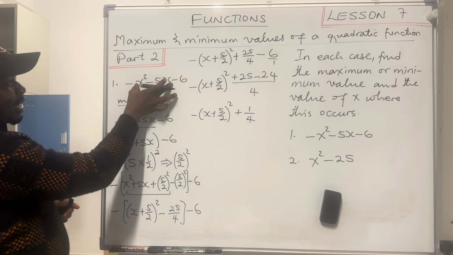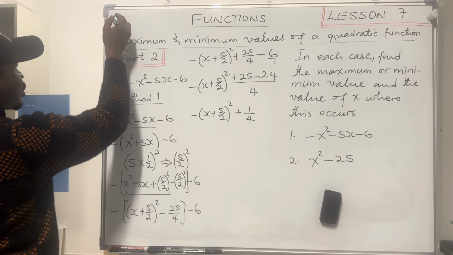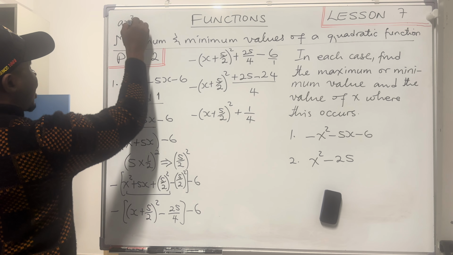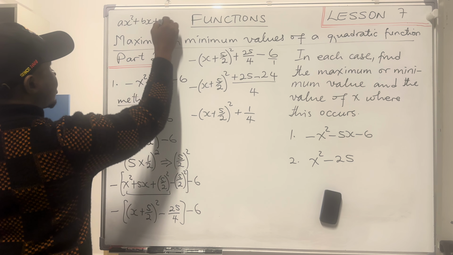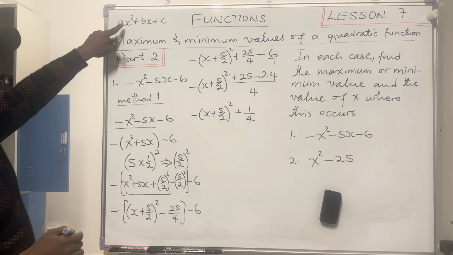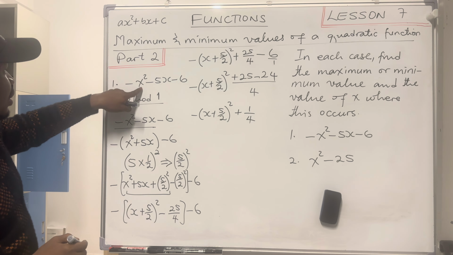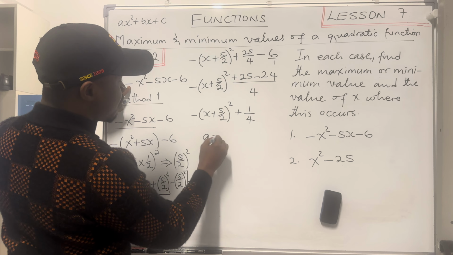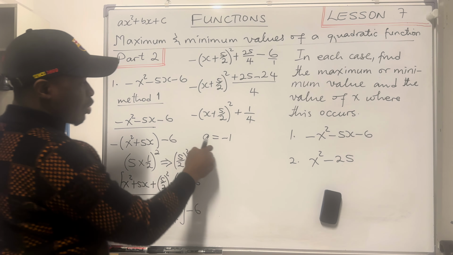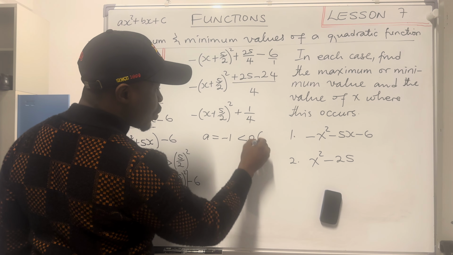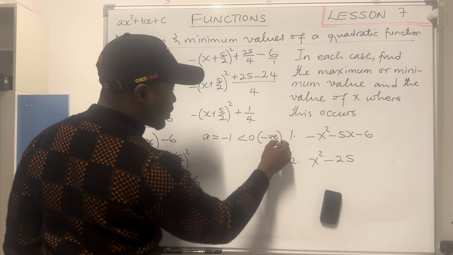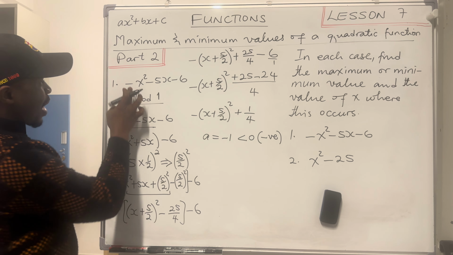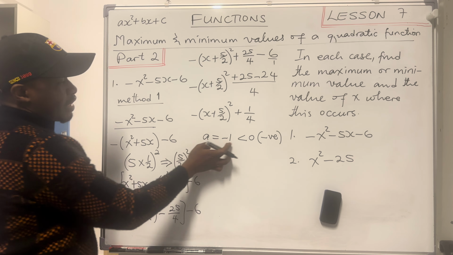Remember, this is a quadratic function, and the standard form for a quadratic is ax squared plus bx plus c. So a is the coefficient of the squared term. What is the coefficient of the squared term? It is minus 1, so our a is minus 1. This minus 1 is less than 0. How do we know? Because it is negative. Minus 1, which is a, is less than 0.